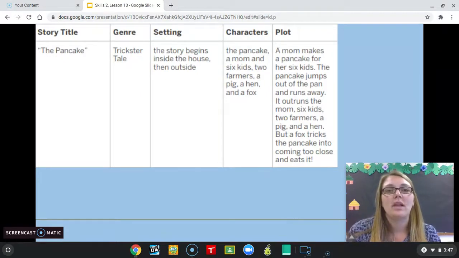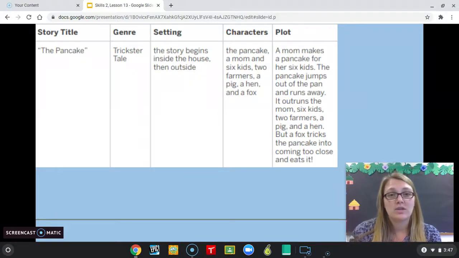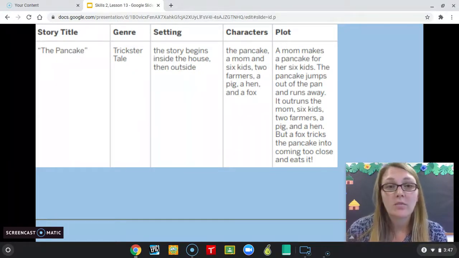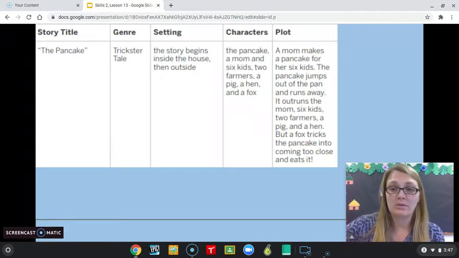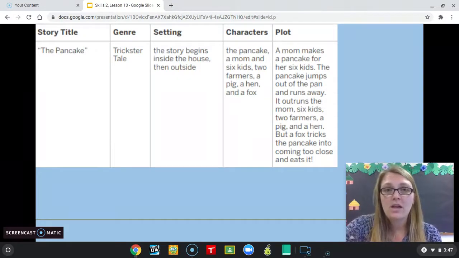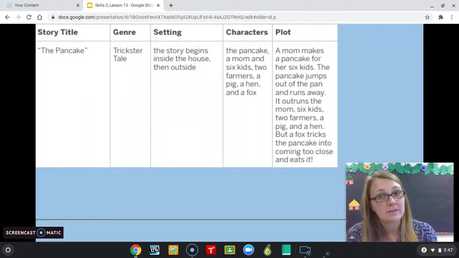Okay, so our story. The Pancake is our title, Pancake Part 1 and 2. Its genre is a trickster tale. The fox is able to trick the pancake. The setting, the story begins inside the house and then the outside when the pancake's running around. The characters, there's the pancake, the mom, the 6 kids, 2 farmers, a pig, a hen, and a fox.